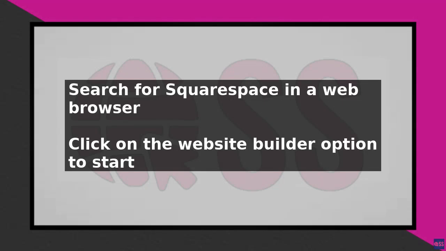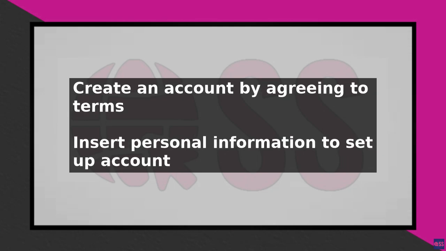To publish a website on Squarespace, start by searching for Squarespace in a web browser. Then click on the Website Builder. Create a website in minutes option. From there, click Get Started and select a topic, or browse through templates to choose one that suits your needs.